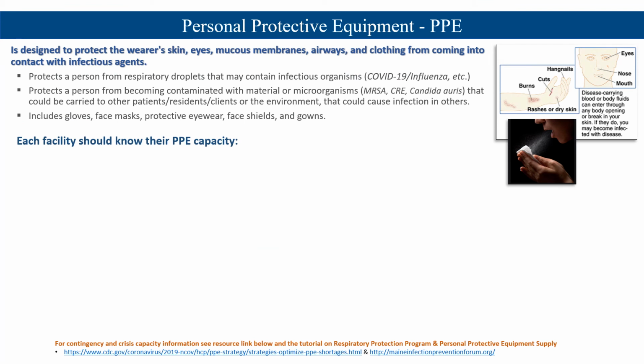So next, let's talk a little bit about personal protective equipment. So personal protective equipment are things that we can use in healthcare, and they're designed to protect the person who is wearing it, their skin, their eyes, their mucous membranes, their airways, and potentially clothing from coming in contact with potentially infectious agents. It can help protect someone from respiratory droplets. It can help protect from contaminated material, microorganisms. It helps when we're dealing with multi-drug resistant organisms. PPE includes gloves, face masks, protective eyewear, face shields, and gowns.